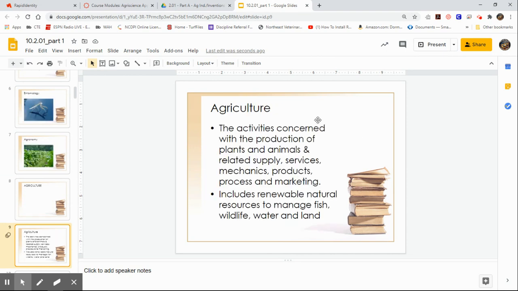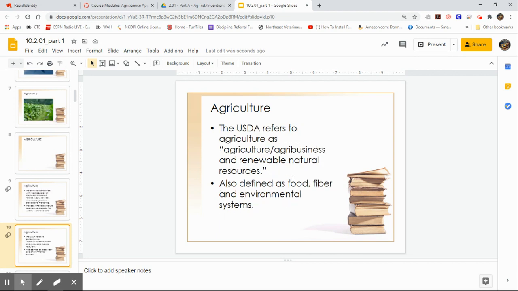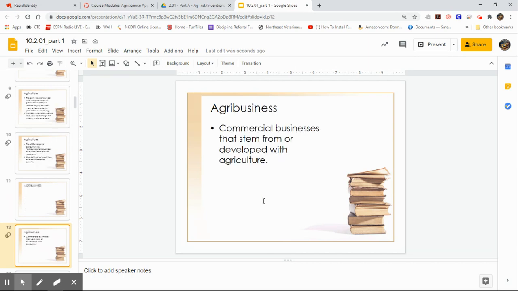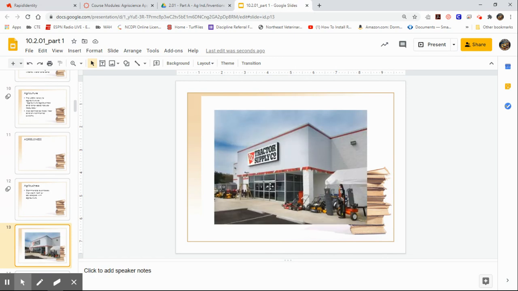Kind of recap the big things. Agriculture is plants and animals, and it also includes natural resources, which is fish, wildlife, water, and land. So agriculture is a pretty all-encompassing area. Agriculture is critical. Without agriculture, you would not have food, clothes, or any place to live. So everybody needs some agriculture, right? Very important industry. And agribusiness is just that. It's a business that stems from agriculture.